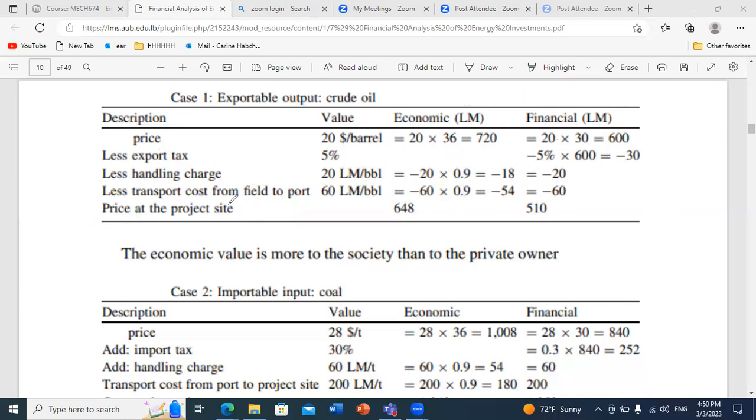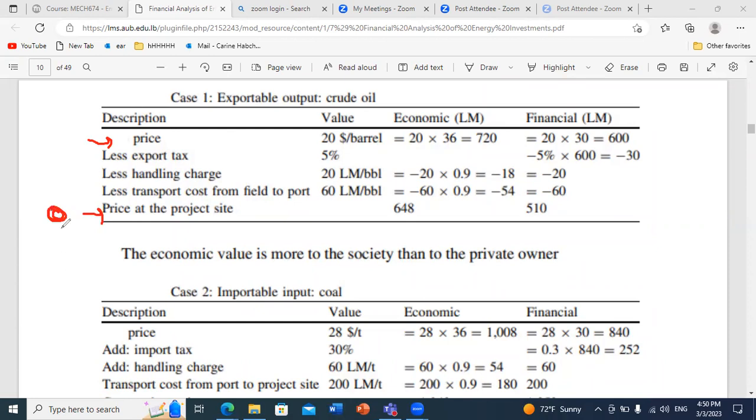Doctor, what did you say about the price of the project site? Okay. Yes. What is the idea? What is the difference between the price at the project site and the final price? You should know first what you are doing, if you are exporting or importing. If you are exporting, then the initial state is the price at the project site.